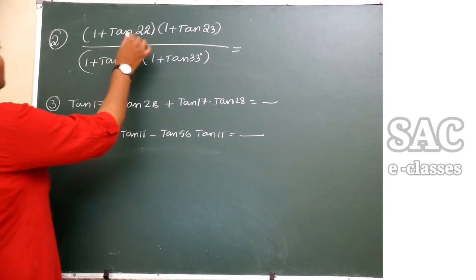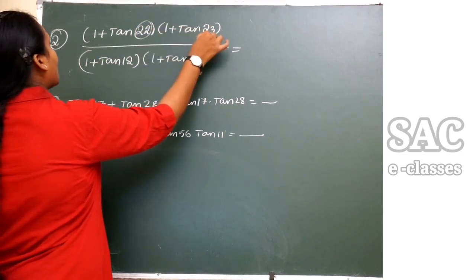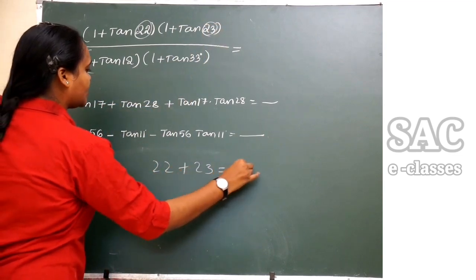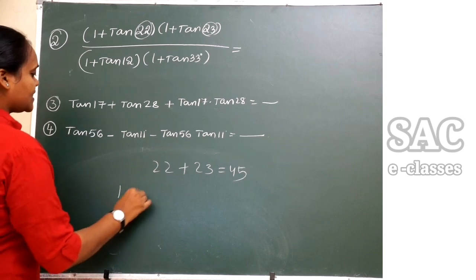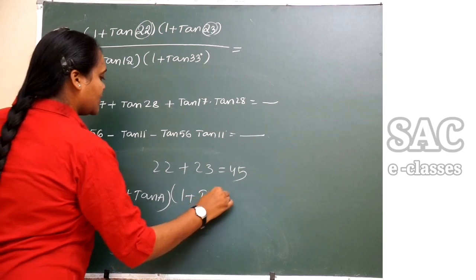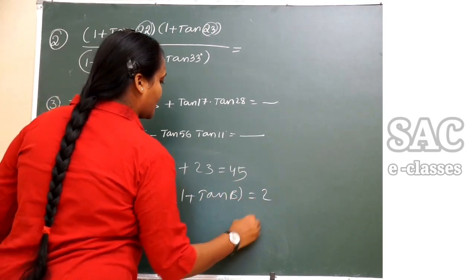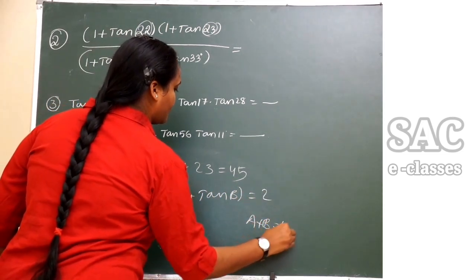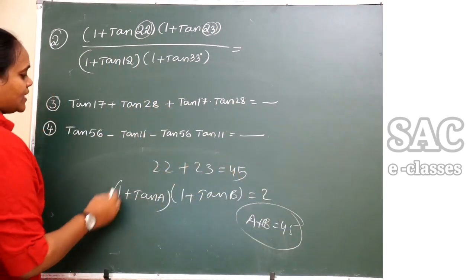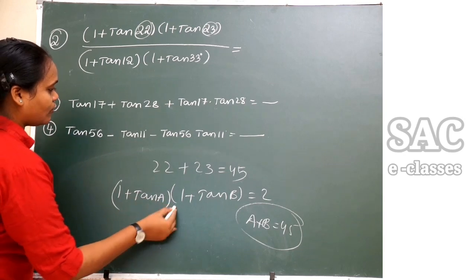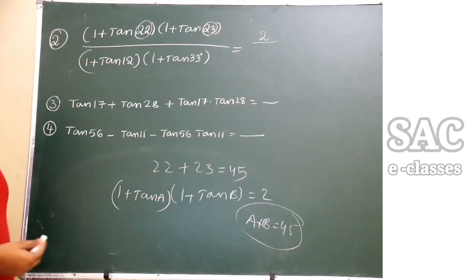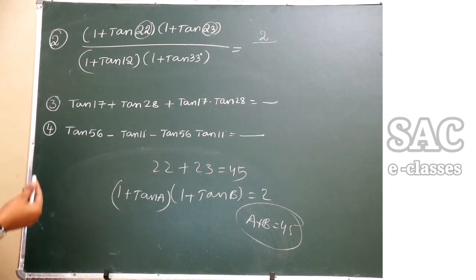If you observe, what are the angles? 22 and 23. By adding them, do you get 45? Our trick is that 1 plus tan A into 1 plus tan B is equal to 2 whenever A plus B is equal to 45. So 22 plus 23 is 45, meaning 1 plus tan A into 1 plus tan B has value obviously 2. So can I write the numerator value is 2? Yes, we can.